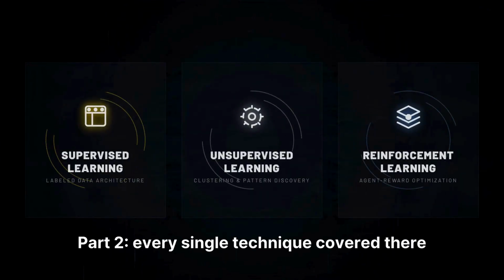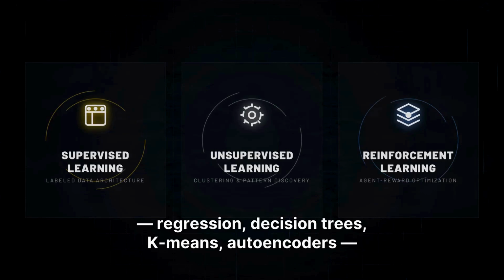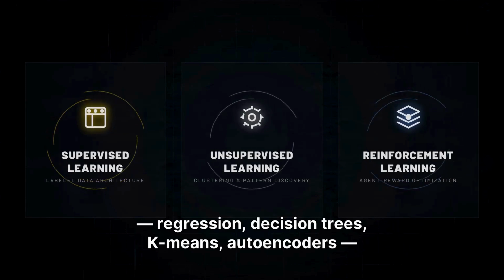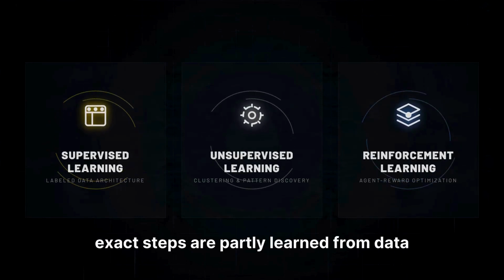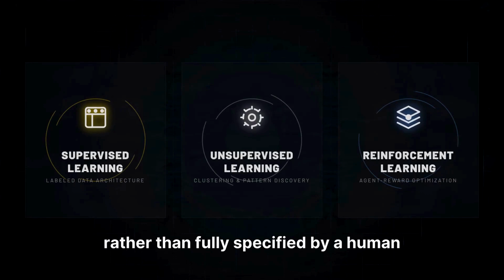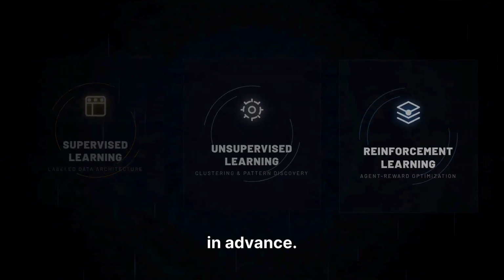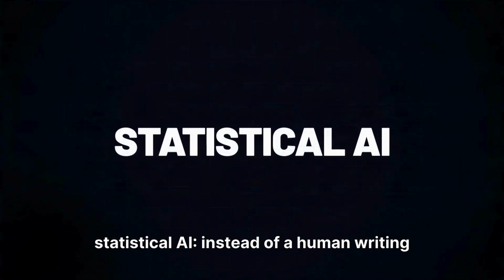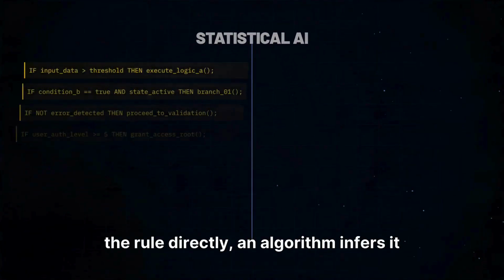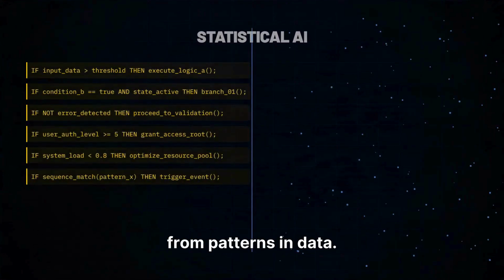Every single technique covered there, regression, decision trees, K-means, autoencoders, is itself an algorithm, just one whose exact steps are partly learned from data rather than fully specified by a human in advance. This is exactly what part 1 called statistical AI. Instead of a human writing the rule directly, an algorithm infers it from patterns in data.